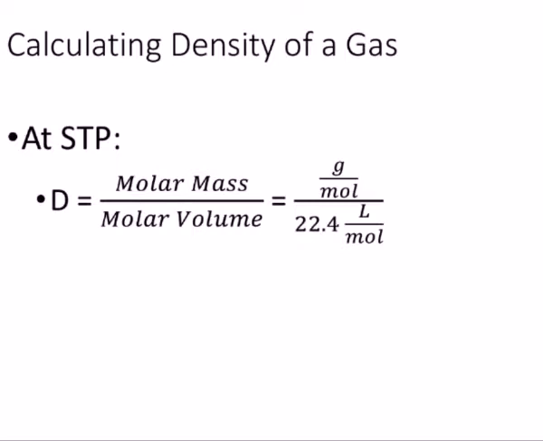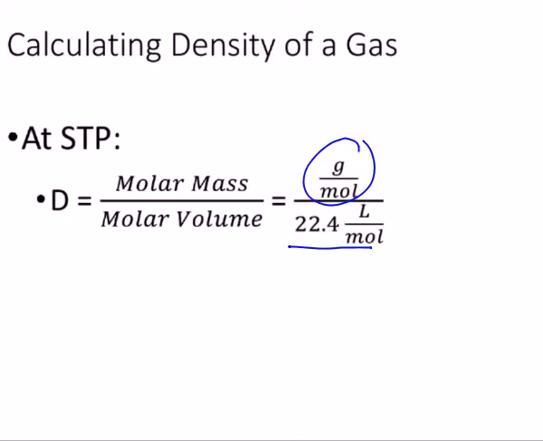All right? Now, if we're calculating, guys, the density of a gas at STP, it's super easy. What is our density formula? D equals M over V. So what we can use if we're at STP is molar mass divided by molar volume. Again, to get our molar mass, we add it all up. Molar volume at STP is 22.4 liters per mole. Okay? Simple.